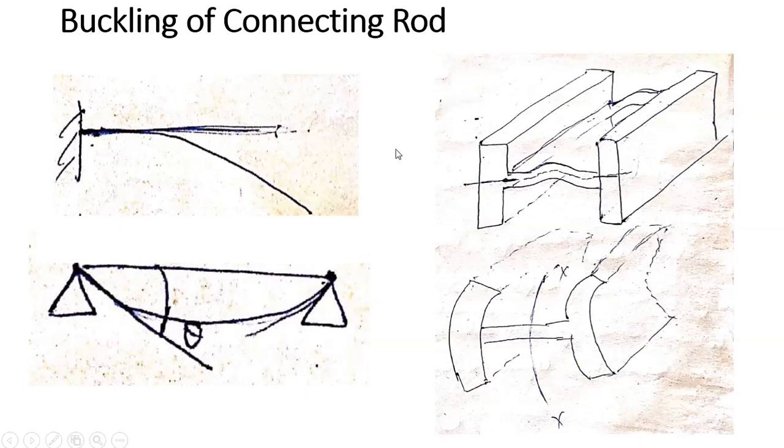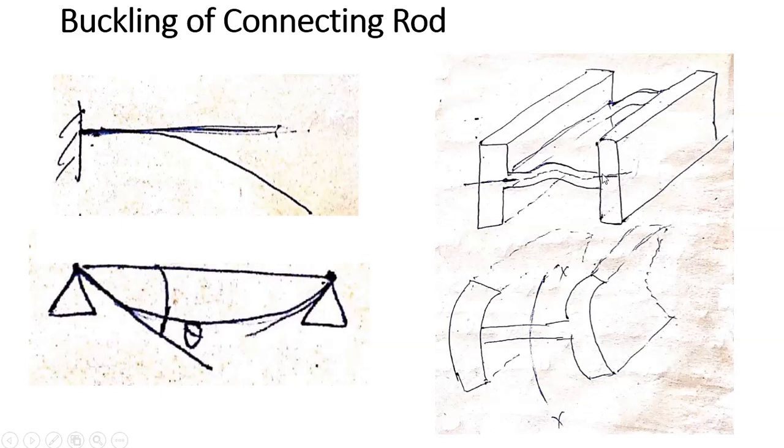The same thing is applicable to the buckling part. Whenever I say that the buckling will be along the y-axis, this is the y-axis, and if the connecting rod fails by buckling along this y-axis, in that case the shape will be like this. That means this axis is appearing to be a straight line, so here the slope is 0 as well as the deflection is 0.